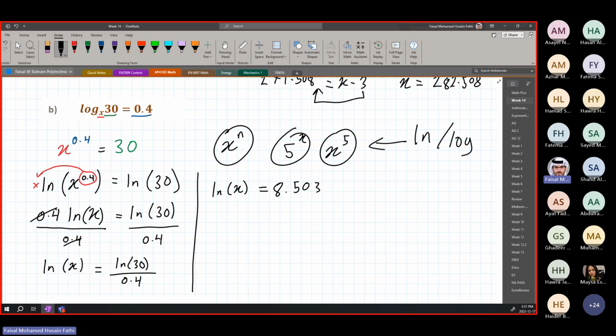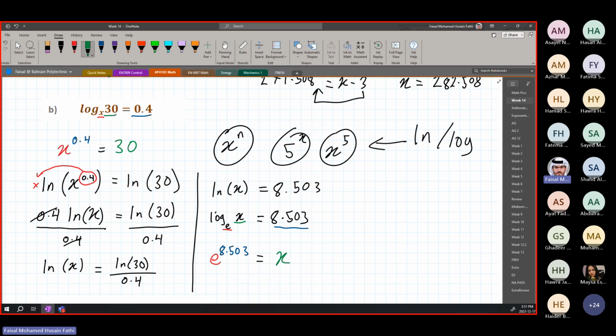Ln of x is basically saying log base e of x. Log base e, the solution x, is equal to the power of 8.503. Again, this is our power, this is our base, and this is our solution. So if we rewrite this, it is going to be e to the power of 8.503 is equal to x.